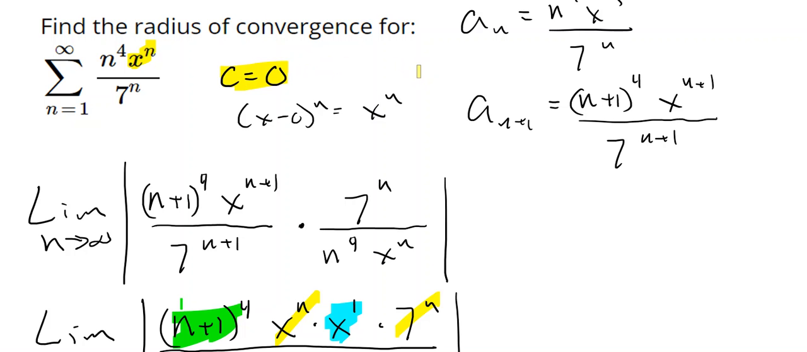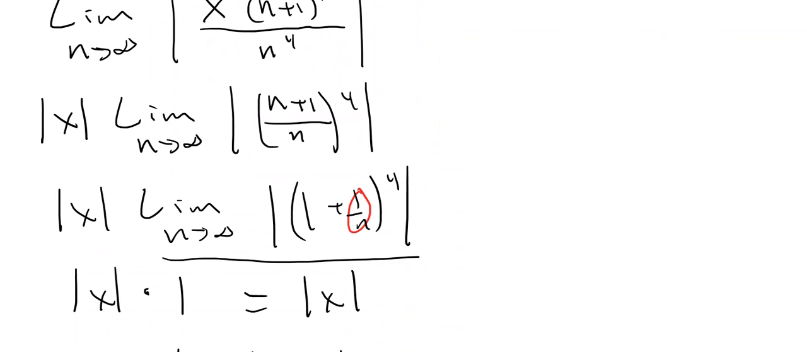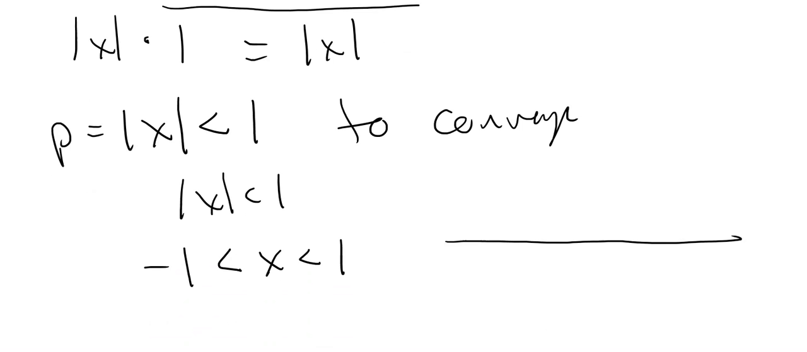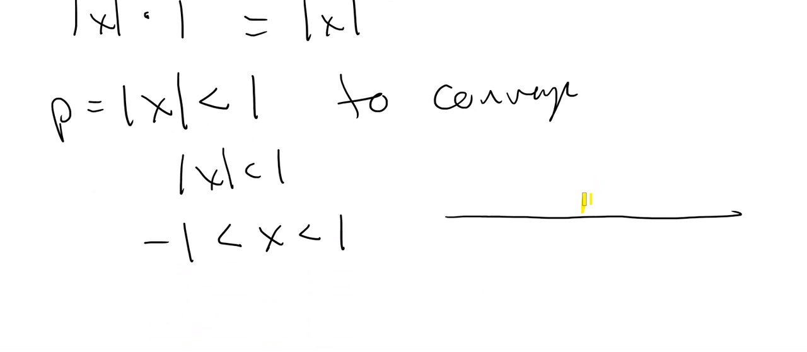So on the number line, we have 0. And now we have negative 1 over here and positive 1 over here. And so the radius of convergence from here to here, or from here to here, is 1. So the radius is 1.